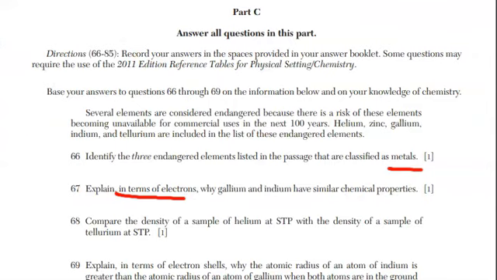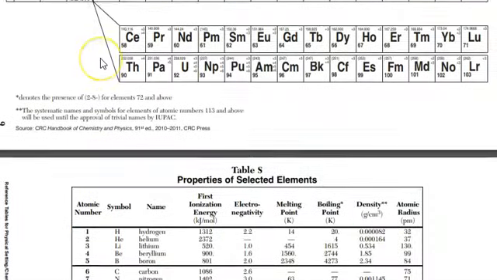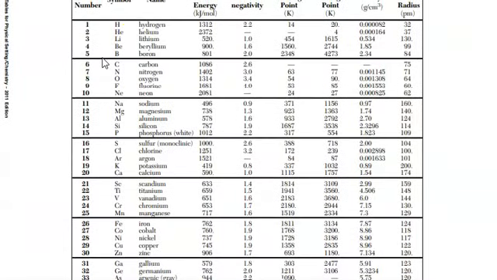That's the answer. Question 68, we're comparing the density of a sample of helium at STP to the density of the sample of tellurium at STP. Now, they didn't give us any information to calculate densities. What you need to know is reference table S has that information. Let's go there. Reference table S, we're going to look up helium.